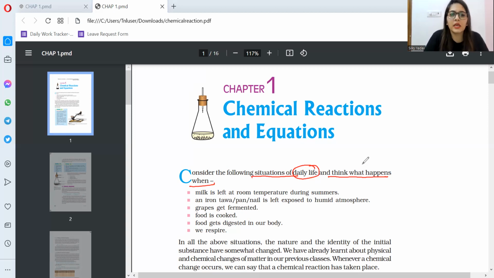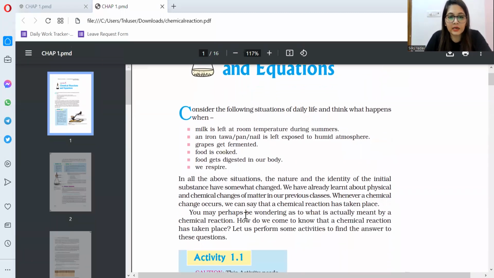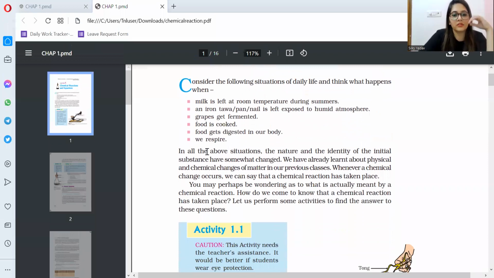Now, cooking of food is again a chemical reaction, right? Digestion of food in our stomach is also a chemical reaction that is taking place. We respire, taking in oxygen, and the combination of glucose with that oxygen in our blood is also a chemical reaction that is taking place in our body. So whatever we have studied in all these examples tells us that some chemical process is taking place. All of these are chemical processes, right?